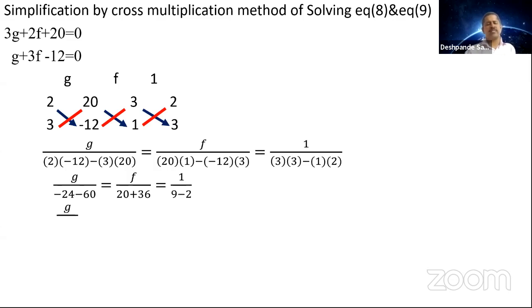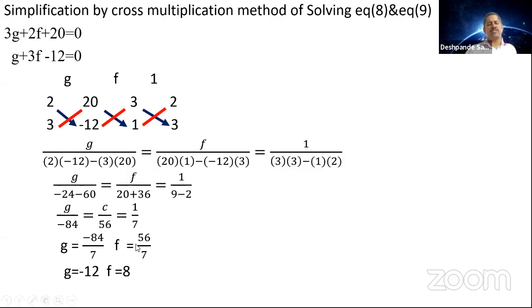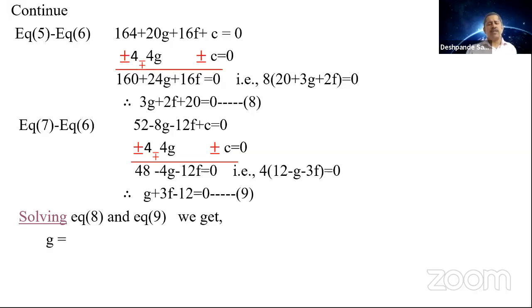So minus 24 minus 60 is minus 84, 56, and 1 by 7. So the value of g you get is minus 84 by 7, and f is 56 by 7. So 14 7 is 84. So g is equal to minus 12 and f value is 8. So you got the value of g as minus 12 and f value as 8. So you got the value of g and f now.